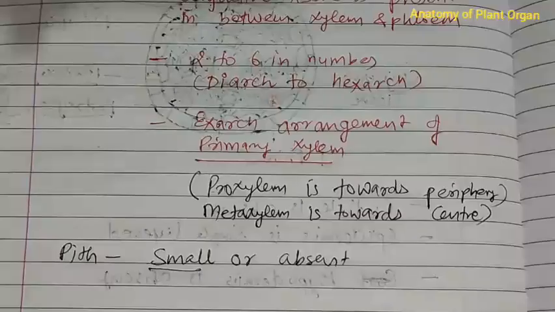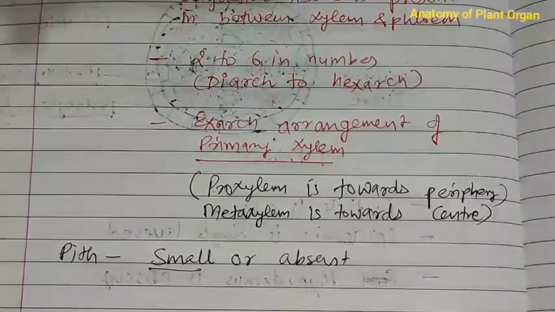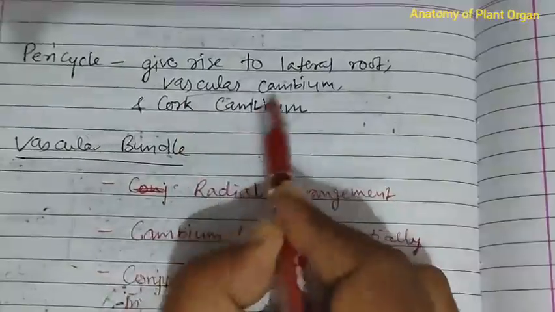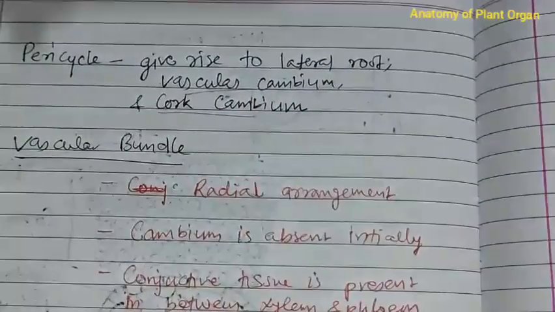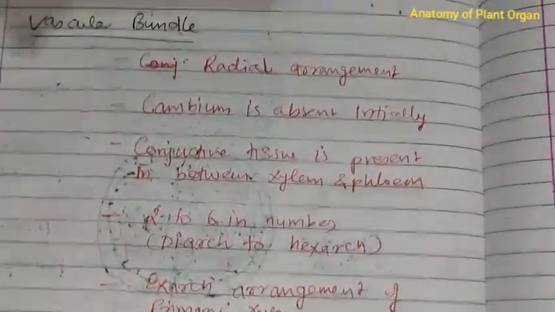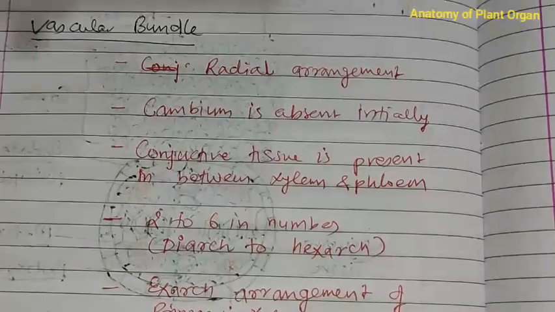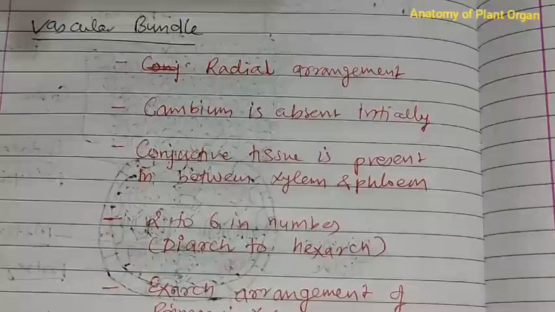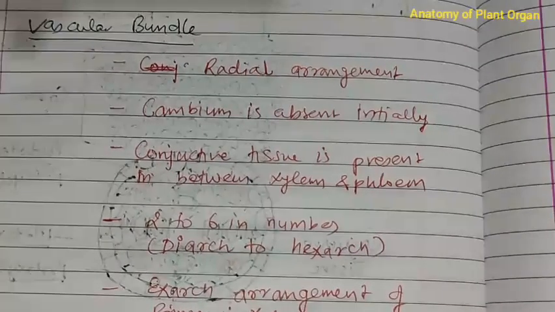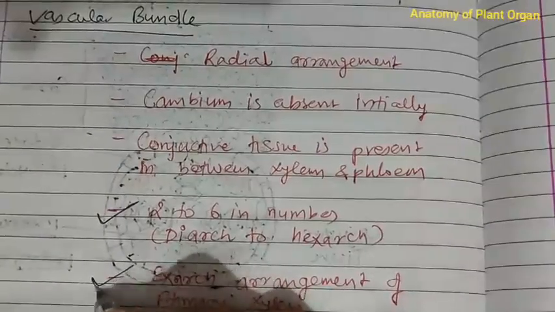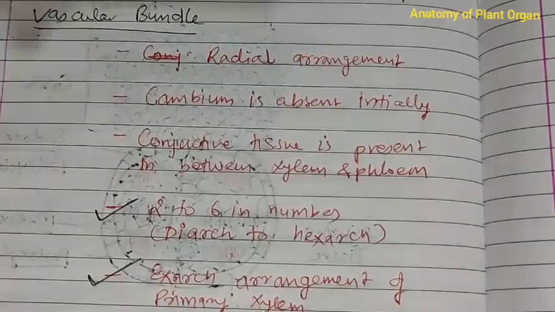But in dicot root, whatever the important points are with respect to pericycle, you have to remember that it gives rise to vascular cambium, cork cambium and lateral root. That is important. Second, vascular bundles are important. Radial arrangement is there, cambium is absent initially, conjunctive tissue is present, and 2 to 6 in number. This is an important point. They have exarch arrangement of primary xylem. That is important with respect to the root.